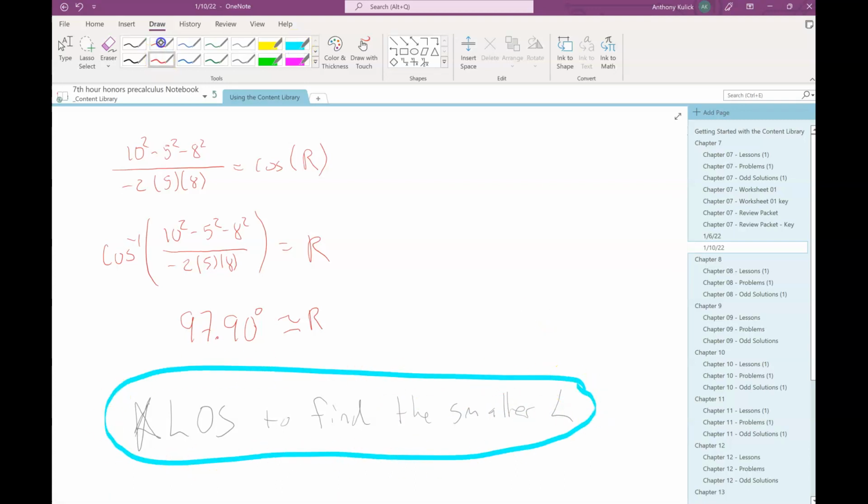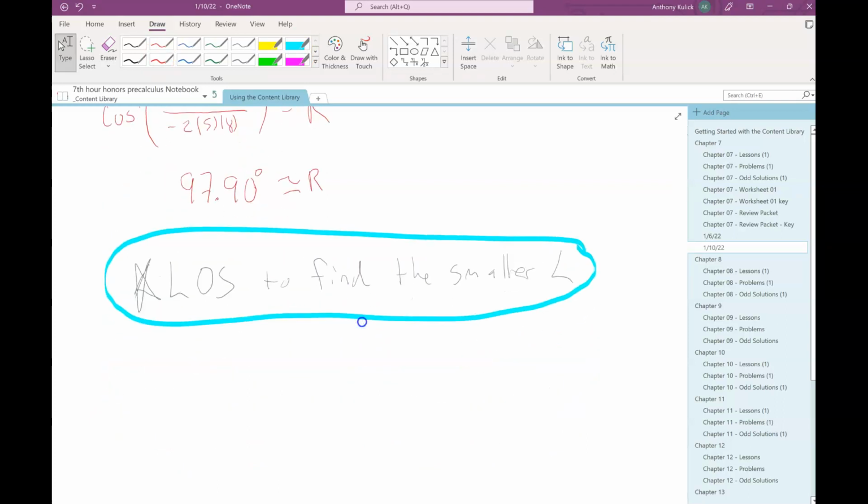So in general here, folks, we find the bigger angle with law of cosines and the smaller angle with law of sines if you have a choice, right? Now, if there's no choice, then it doesn't matter. You know what I mean? This is only if you have to choose which one to do next.